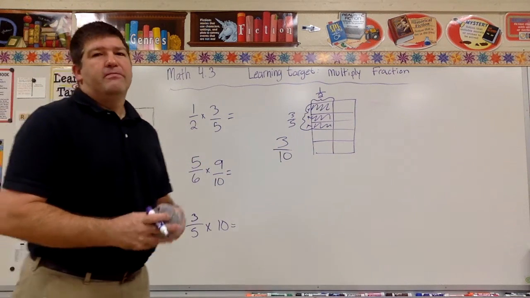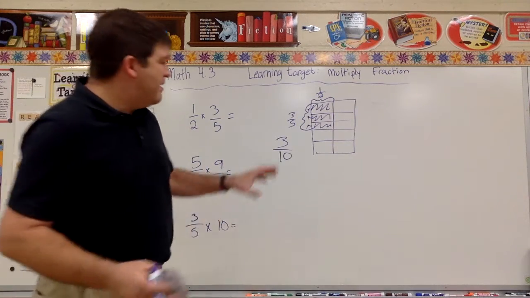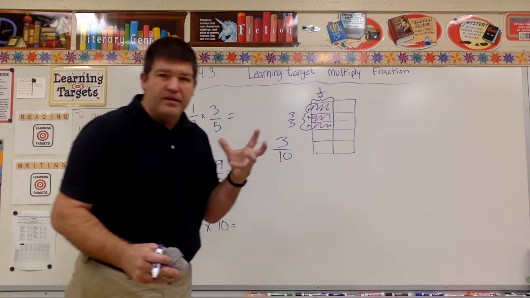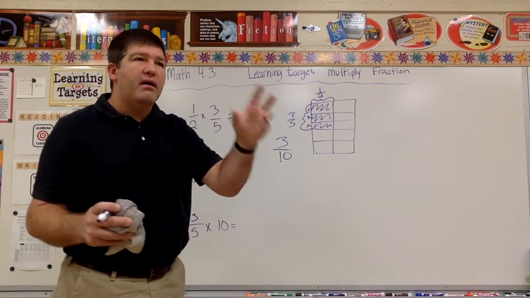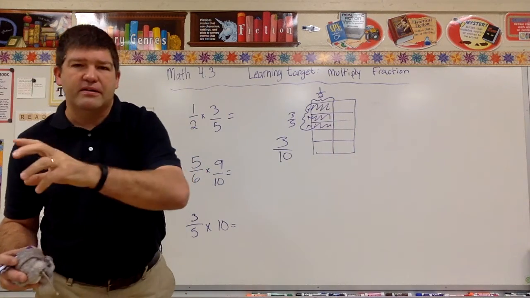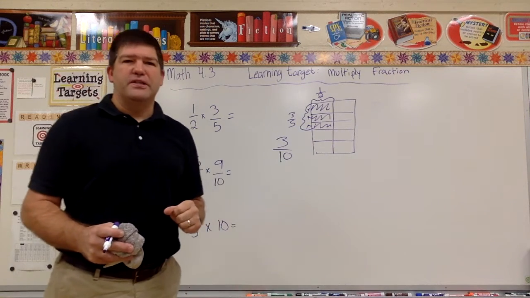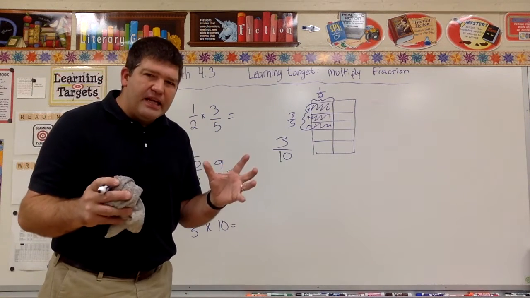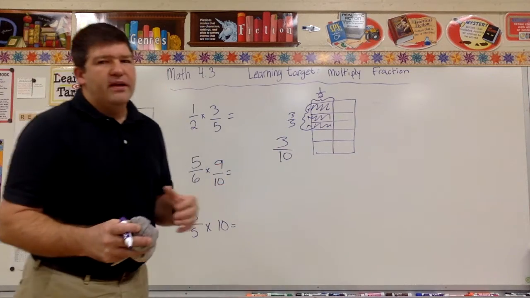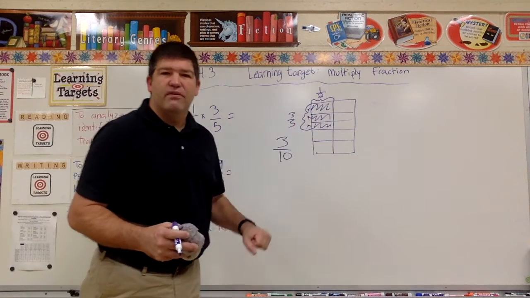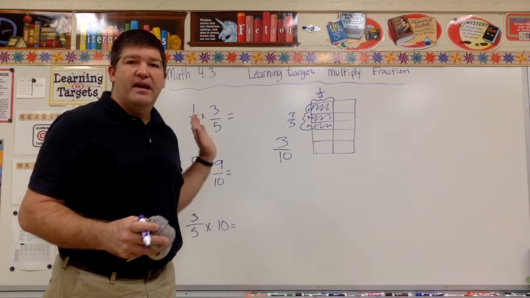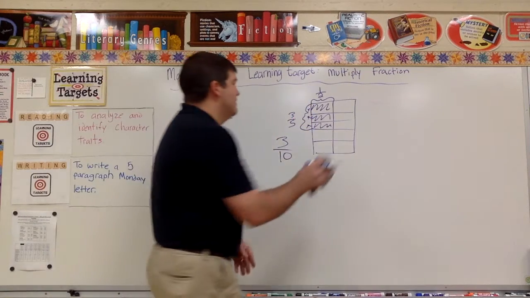Okay? Now, what I always do, now that I understand this, because it's important to understand, what are we doing? We're taking a part of a part. So it's getting smaller and smaller, multiplying fractions. You understand the idea of it. Now, I don't do this picture for all of my fractions that I multiply. I just multiply across. Okay?